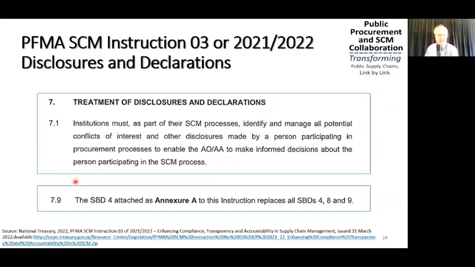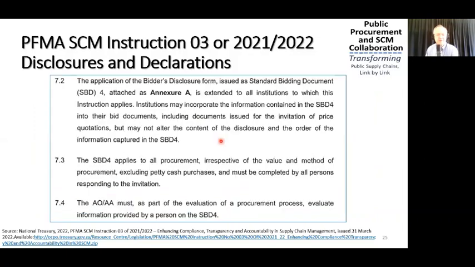Just to give you a heads up, I've jumped right here to 7.9, and this is all to do with SBD4, so the treatment of disclosures and declarations. But the inclusion of this "other disclosures" is an interesting one, and other disclosures is also not defined anywhere. What is meant by other disclosures? 7.2 then talks about SBD4, and there's a confusion between 7.2 and 7.3, and here is my conclusion.